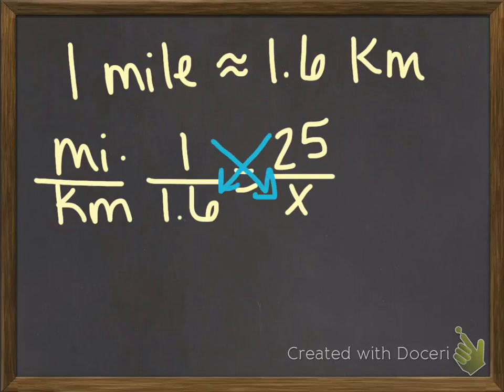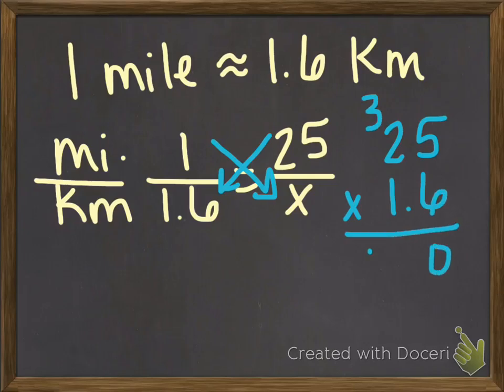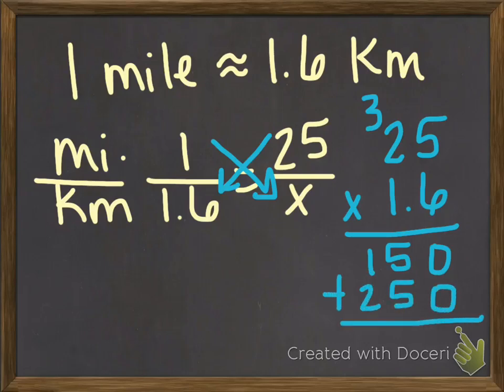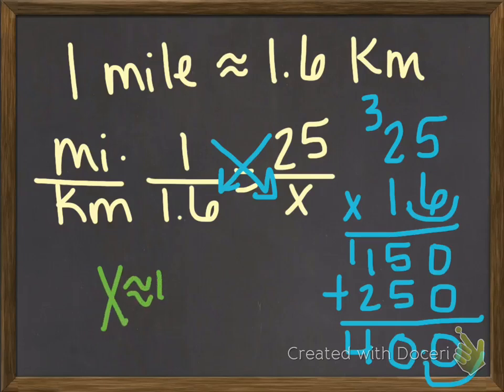Again, I am going to cross multiply. 25 times 1.6. When I add these up, I get 400, but I'm not done. I've got 1 decimal in my problem, so I need to put 1 decimal place in my answer. And my value for x is approximately 40 kilometers.